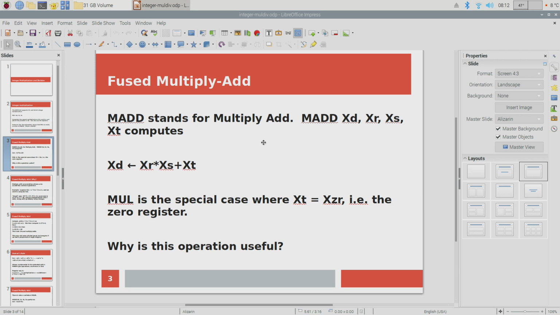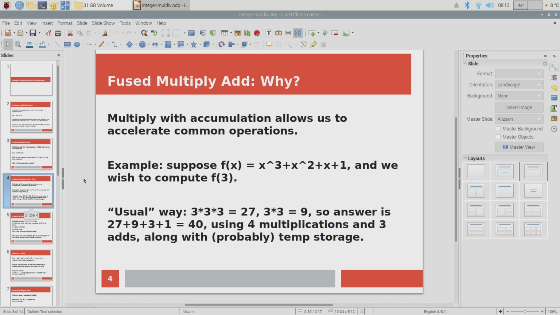All right, let's keep going. So why is this operation useful to have a fused multiply and add as opposed to just multiply and also add? Well, a couple things that this can be useful for. The first of them is that it actually will let us accelerate common operations.